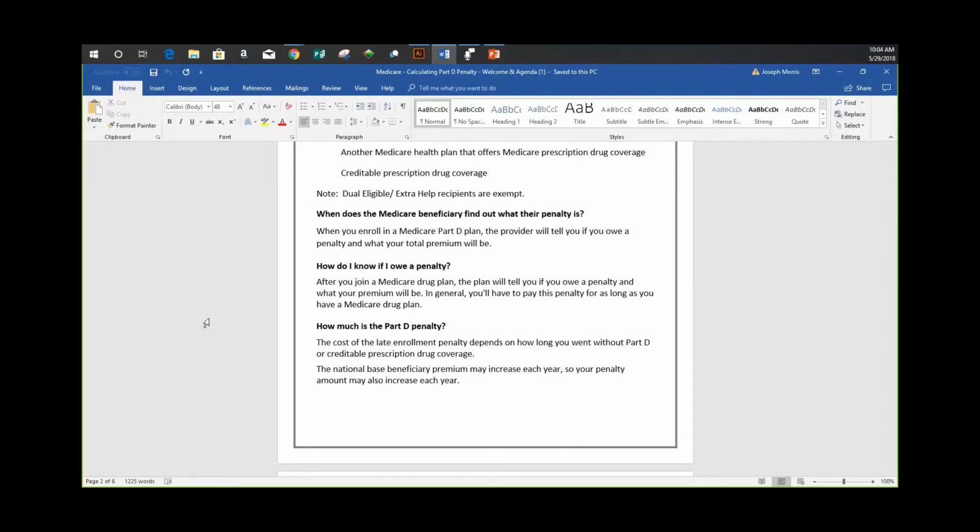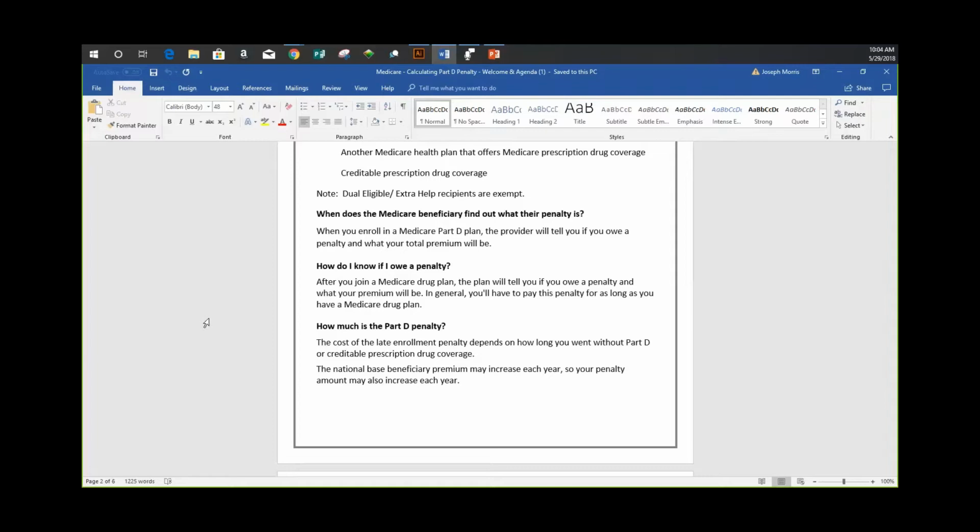So how do you know if you owe the penalty? Well, after you join a Medicare drug plan, the plan will tell you if you owe the penalty. So as I said, you'll know what your penalty will be and what your premium will be. In general, you'll have to pay this penalty for as long as you have a Medicare drug plan.